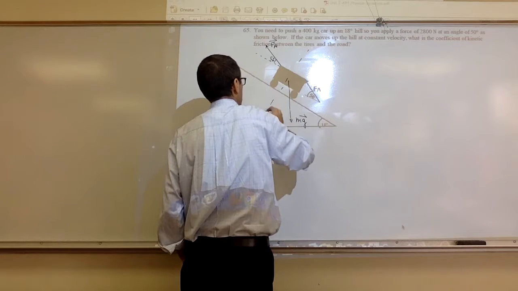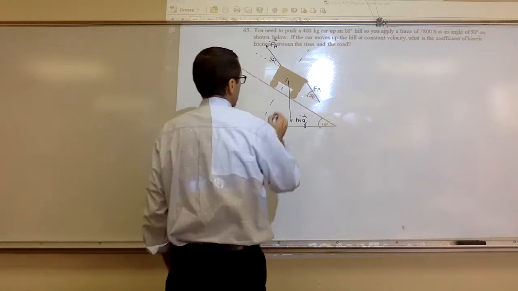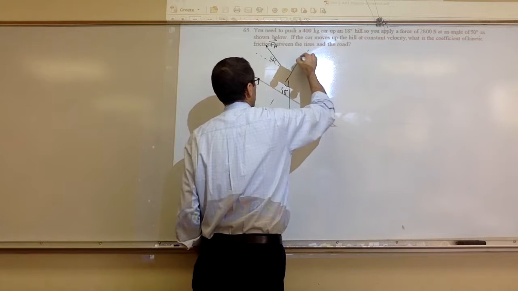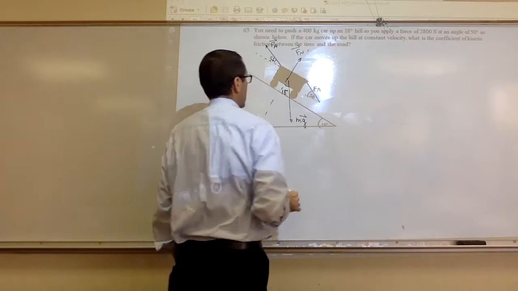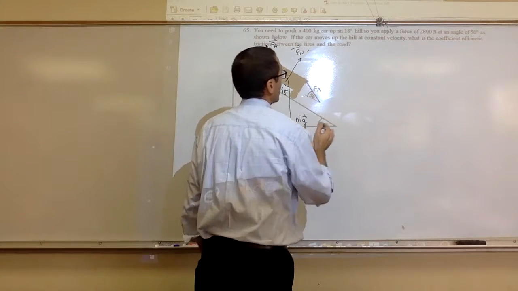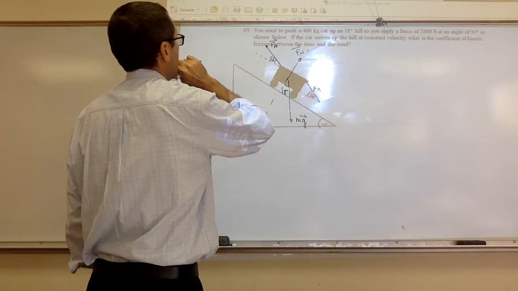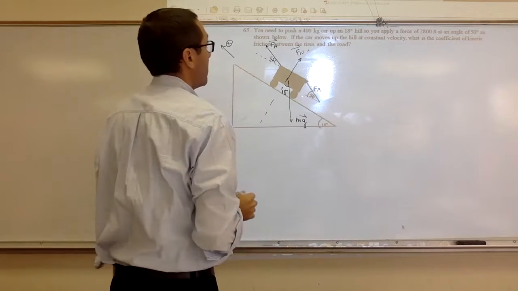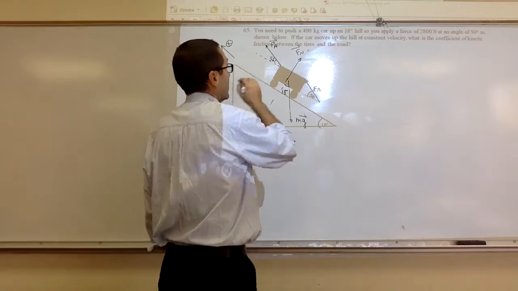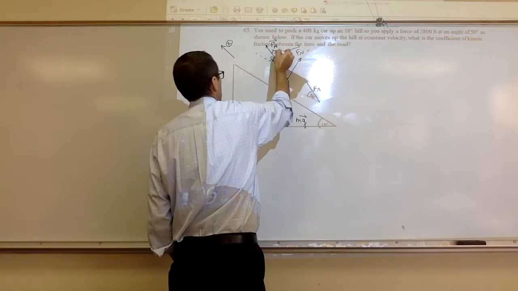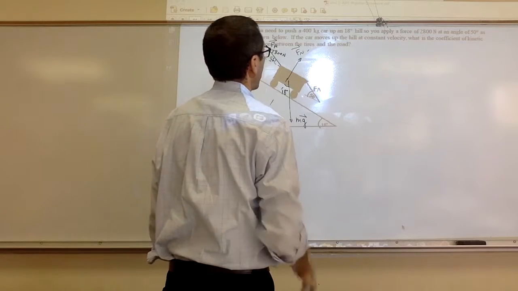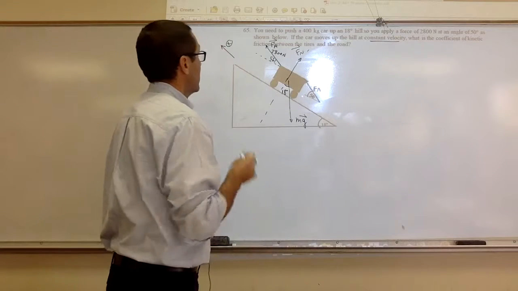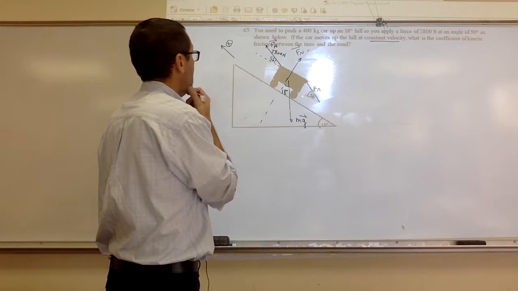Here's my y-axis. This is 18 degrees. Here is my normal force. And so we're going up or down? Okay, we're going up the ramp, so up is positive. And the applied force is given. That's 2800 newtons. Just put it here. Now we're moving at a constant velocity, which means there is no acceleration. So we're trying to find the coefficient of kinetic friction.